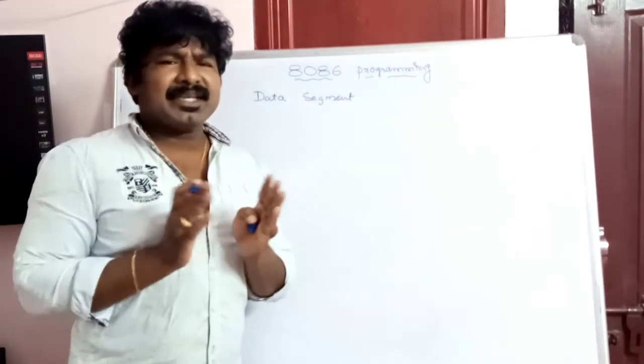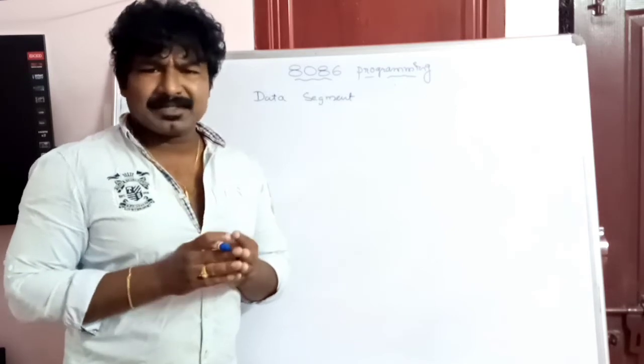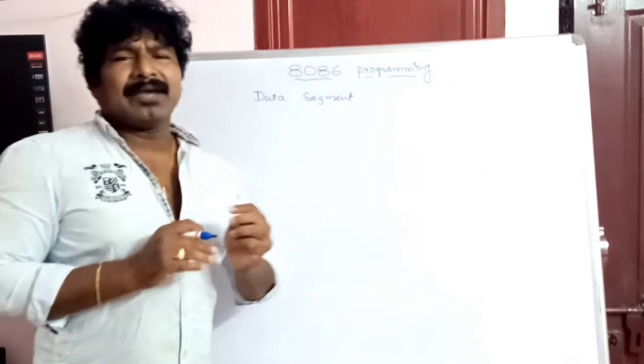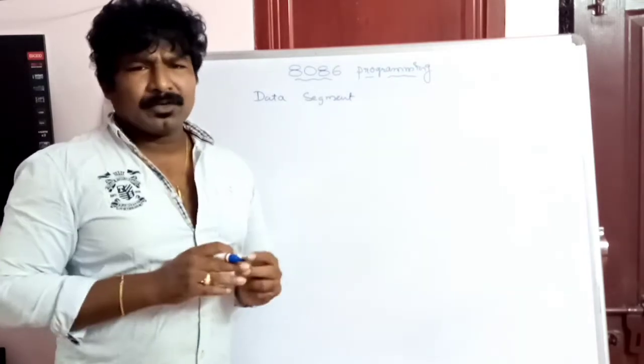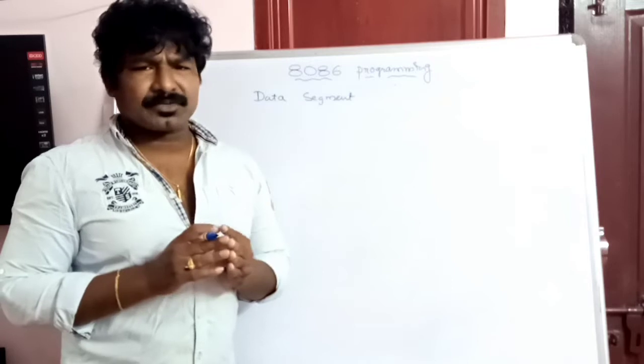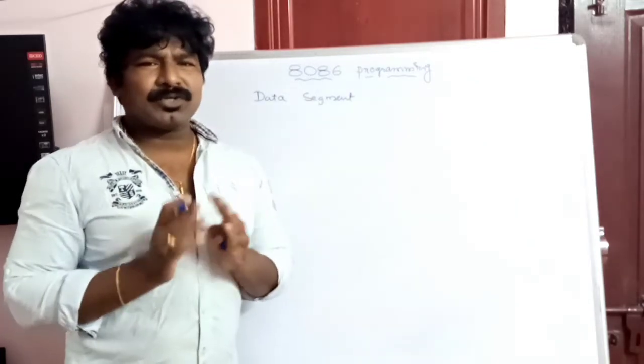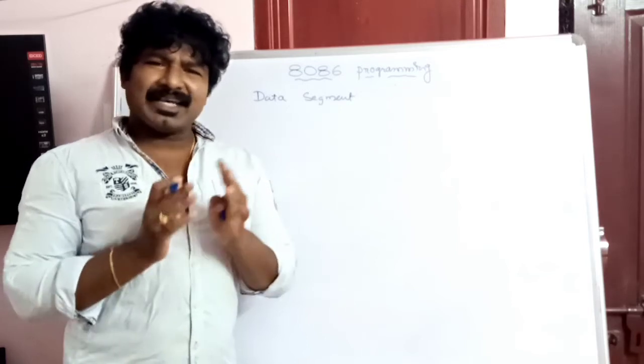If you are using any kind of variables, like memory operands, you need to declare them inside the data segment. For example, I want to do an operation a plus b, just a program to add two numbers. I store that result into C. So this is my task: I want to write a program to perform C equals A plus B.